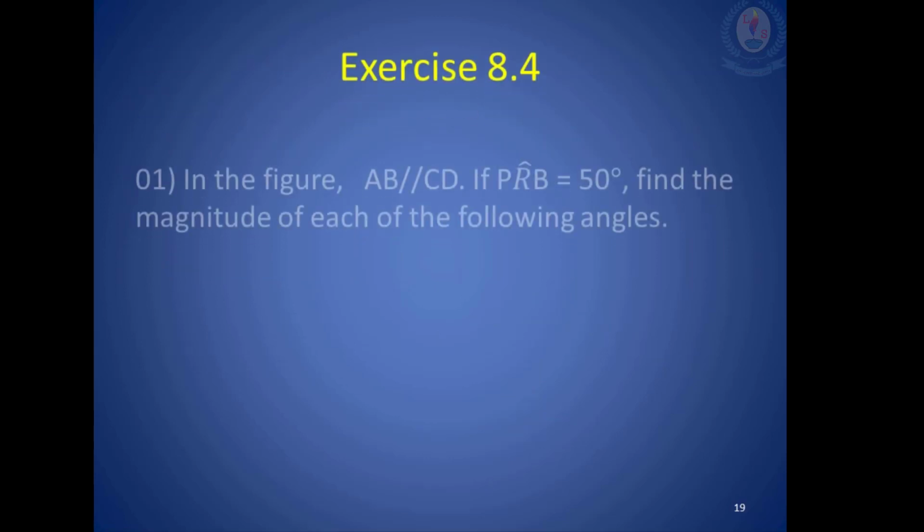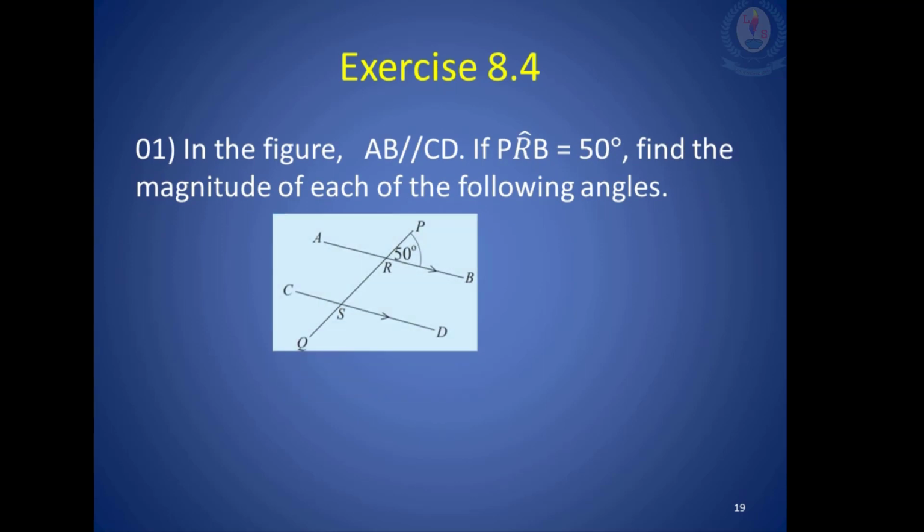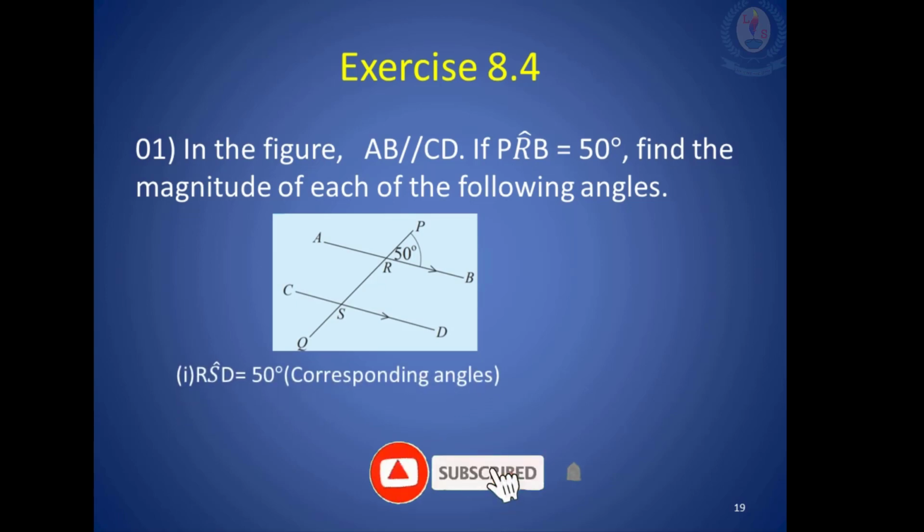Exercise 8.4, question number 1. In the figure, AB is parallel to CD. If angle PRB equals 50 degrees, find the magnitude of each of the following angles. Part 1. Angle RSD. We can see corresponding angles. What are they? Angle PRB and angle RSD. It is given the magnitude of the angle PRB, that is 50 degrees. Then we can write angle RSD equals 50 degrees. What is the reason? Corresponding angles.